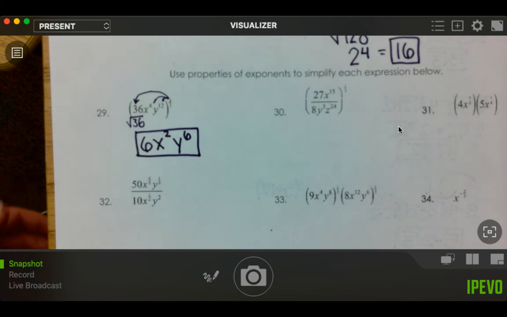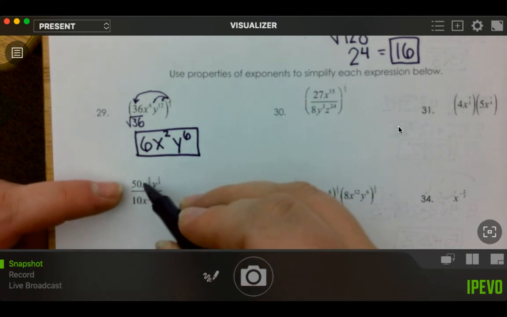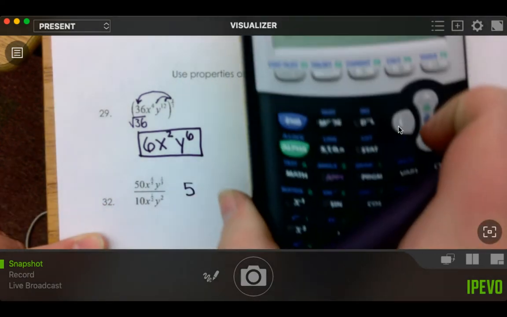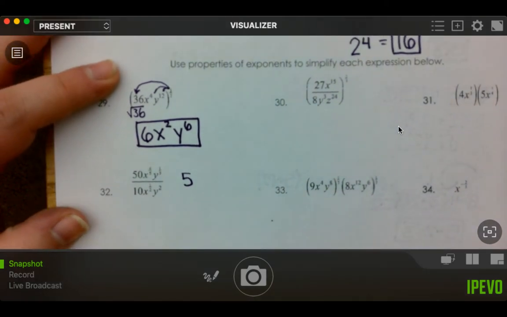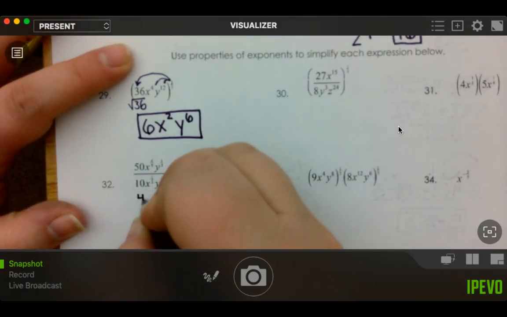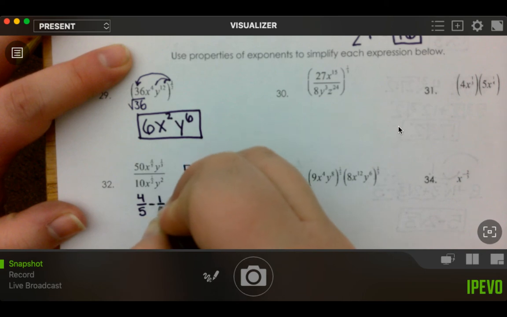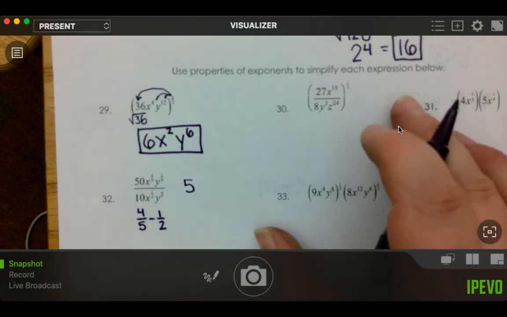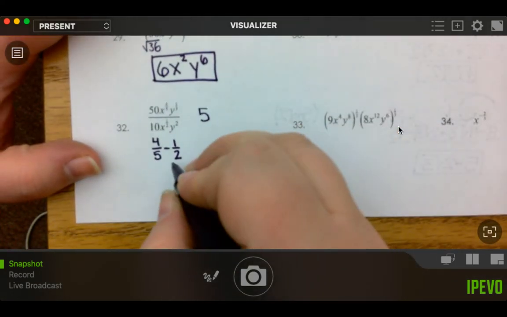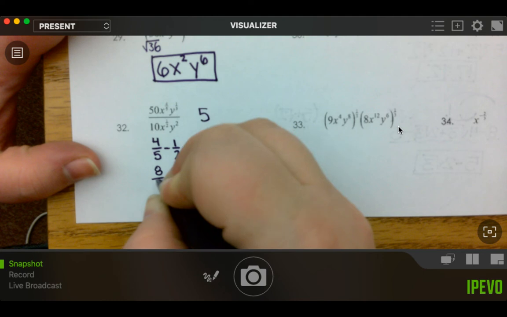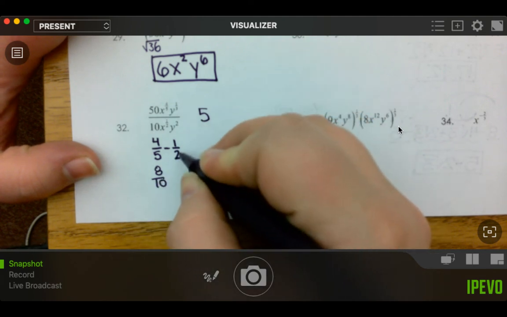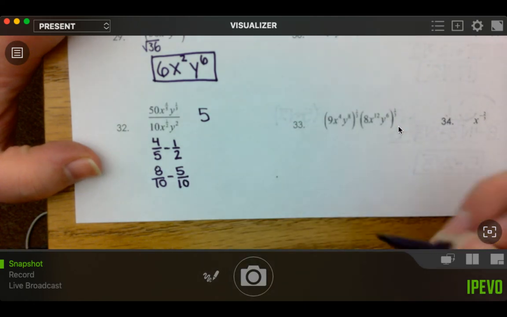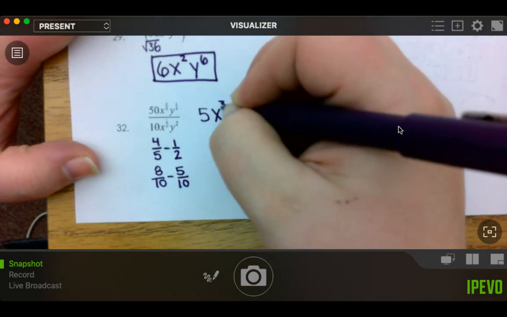And then if it's dividing, like 32, 50 divided by 10 is 5. And then you're going to subtract those exponents. 4/5 minus 1/2. Okay, and then I'm going to change these both to tenths. I'm going to multiply this one by 2. That makes 8/10. And I'm going to multiply these by 5, which makes 5/10. 8/10 minus 5/10 is 3/10.